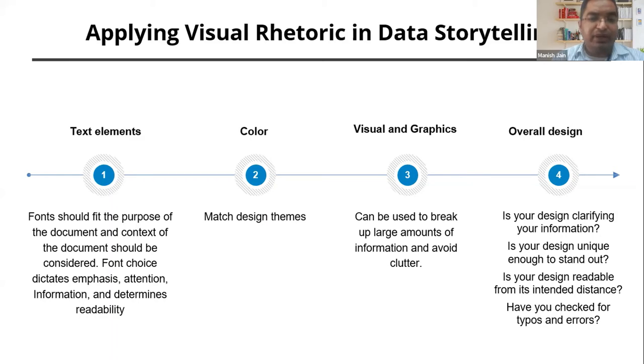Before sending to the client, we need to cross-check multiple factors: whether my design is giving complete information, whether my design is enough to give the information to the client, and whether everything is correct, with no typo mistakes or error messages. Once I feel that everything is on the perfect track, then I can share it with my client. So these are a few examples for data storytelling, where I can use different types of visuals, graphics, color, and text elements. Okay, yeah, next slide, please.